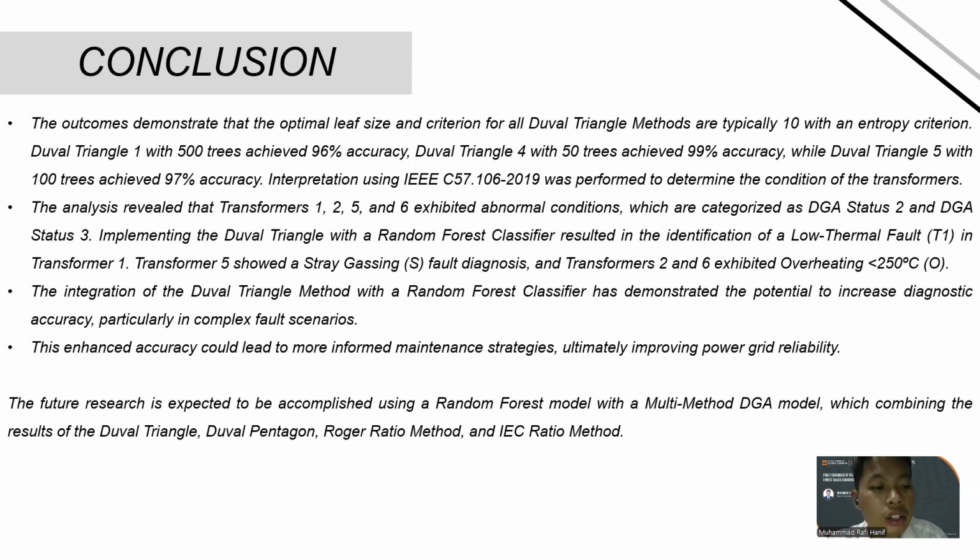The integration of the fault triangle method with a random forest classifier has demonstrated the potential to increase diagnosis accuracy, particularly in complex fault scenarios. And this enhanced accuracy could lead to more informed maintenance strategies and ultimately improve power grid reliability. Future research is expected to be accomplished using a random forest model with a multi-method DGA model, which combines the results of the Duval triangle, Duval pentagon, Rogers ratio method, and IEC ratio method.